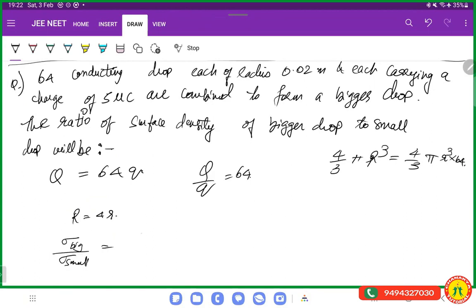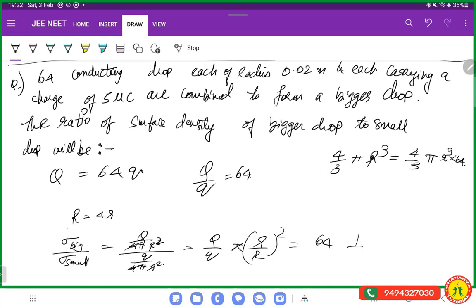See, for bigger, sigma is what? Q by 4 pi r square, and here for smaller, Q by 4 pi r square. So Q by Q into R by R the whole square. This is 64 into R by R, which is what? 4, so 1 by 4. 1 by 4 square means 1 by 16. 16 4s up, which is 64. Sorry, I'm sorry, it should be 4 by 1. So yes, your answer is correct.